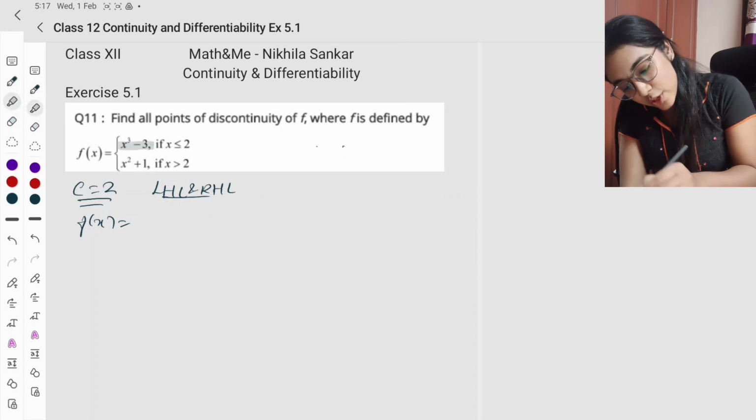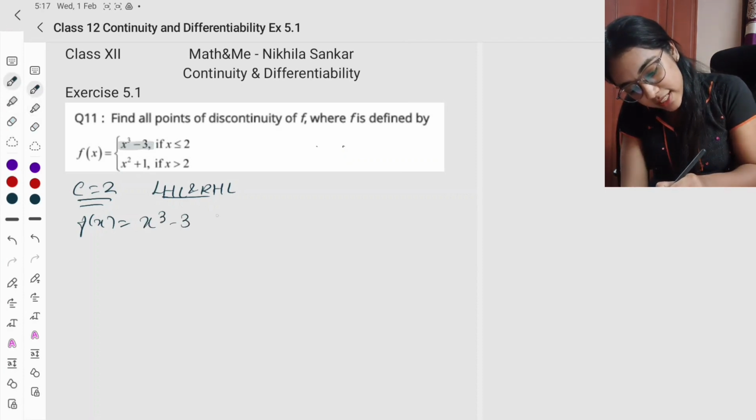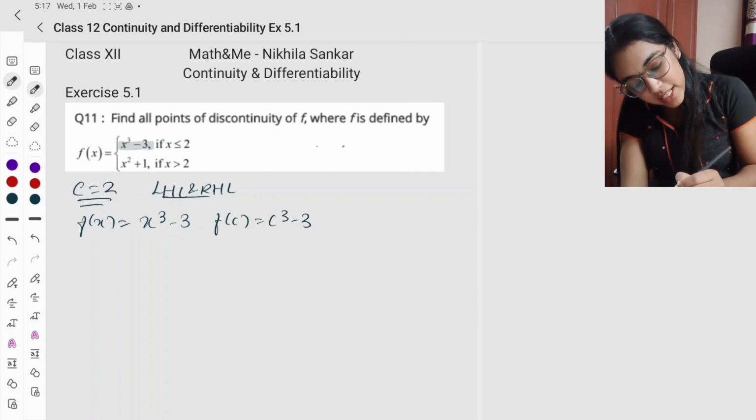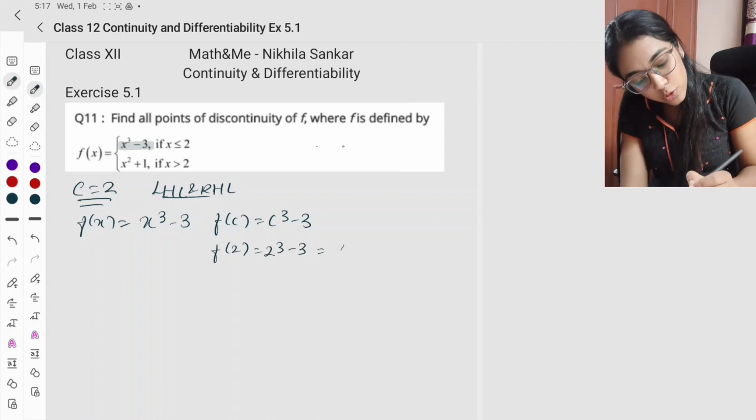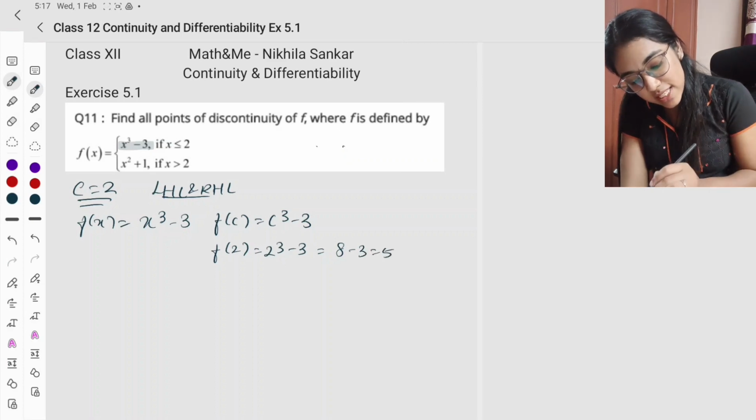Okay, so what is my f of x? F of x is going to be, what do you see here? x cube minus 3, correct? So it is going to be x cube minus 3. அப்போ f of c is going to be c cube minus 3. இப்போ இந்த இடத்துல c ஓட value என்ன? 2. So when I substitute the value of 2, what will I have? 2 cube minus 3, 2 cube enna 8, so 8 minus 3 which is going to be 5. So this is f of c.